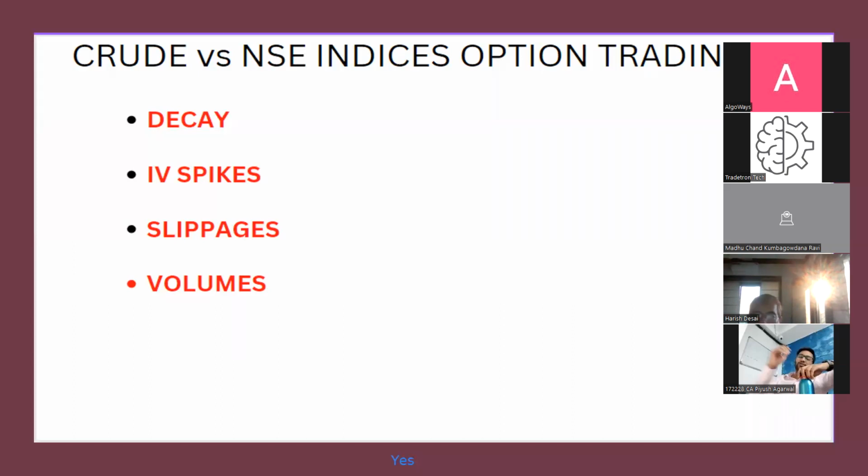Volumes in MCX are very less, though they are increasing. Just on 14th, the MCX recorded its highest volume of 72,000 crore on crude oil options. That was the lifetime high for crude oil option trading. It is increasing, but it is not at a comfort level where we will feel comfortable about slippages and volumes. So these are the differences between crude oil option trading and NSE trading.